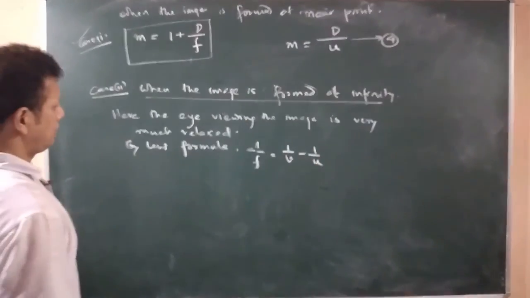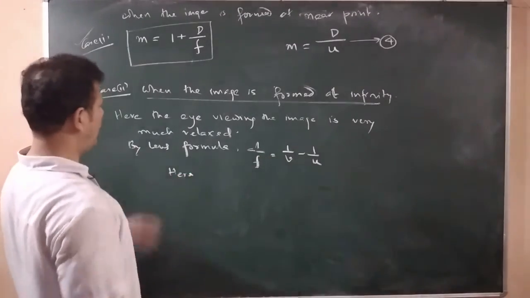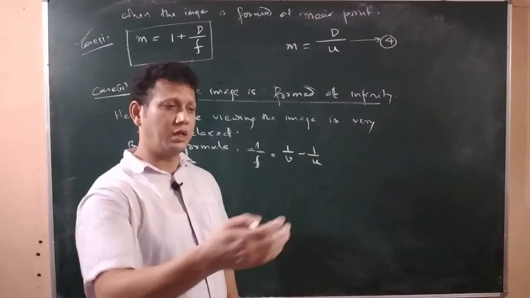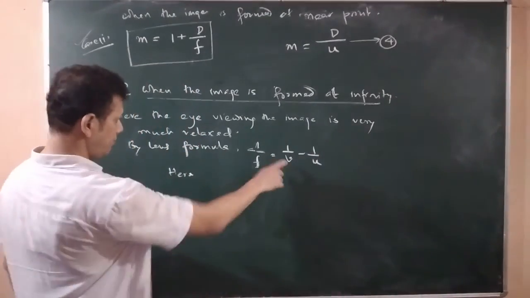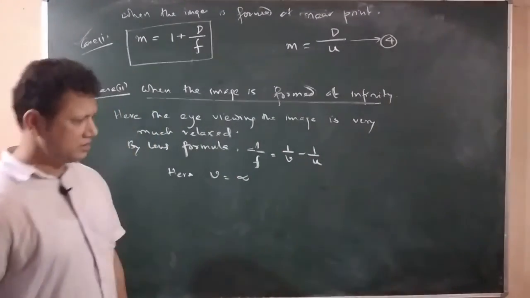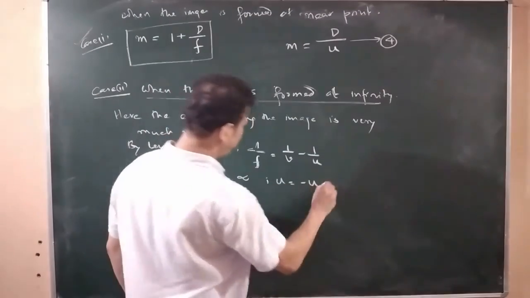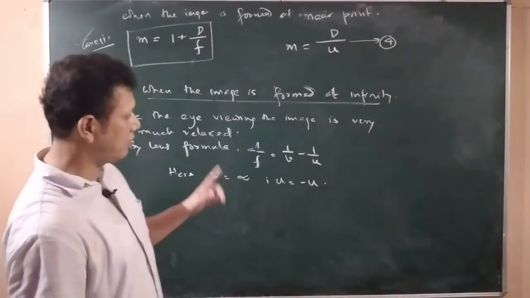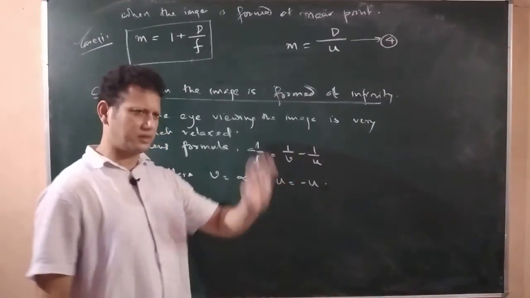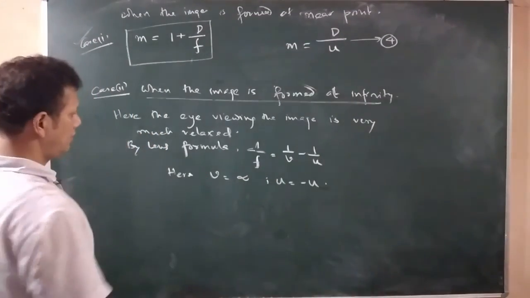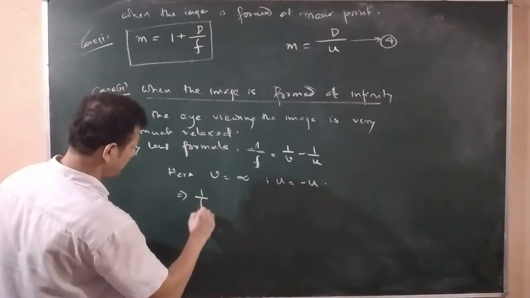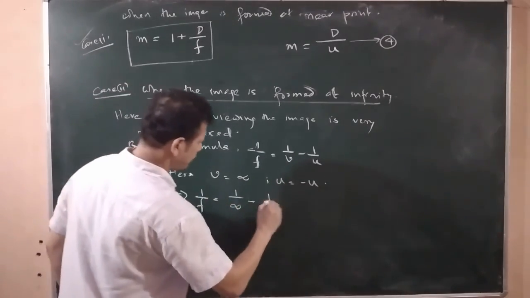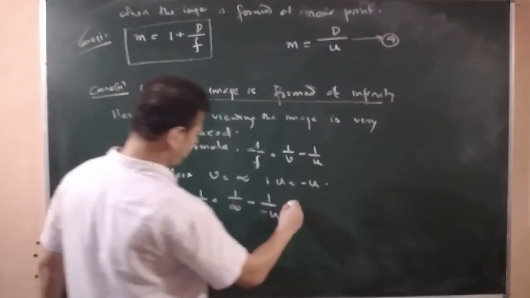Here the image is formed at infinity. So v will be infinity, and u is equal to minus u, because the object is always placed in front of the lens, so according to convention object distance is equal to minus u. So if you put that in this equation, 1 by f will be equal to 1 by infinity in place of v, 1 by infinity minus 1 by minus u.